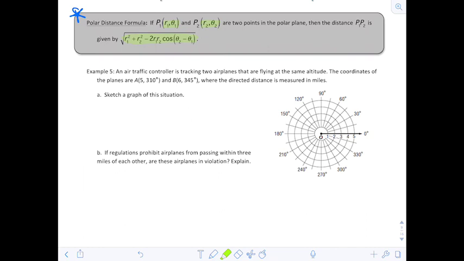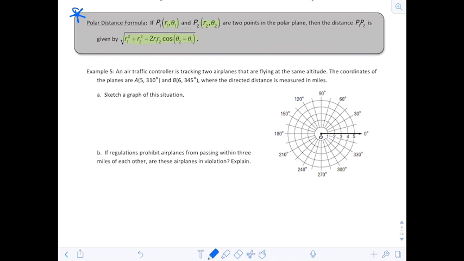It is the square root of R1 squared plus R2 squared minus 2 times R1 times R2 times the cosine of theta 2 minus theta 1. And that is going to be an important combination.